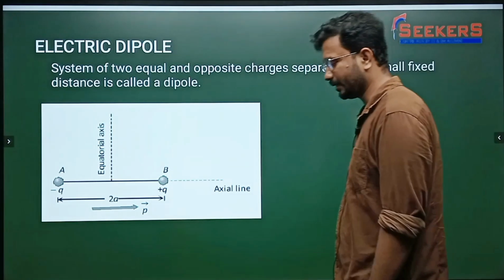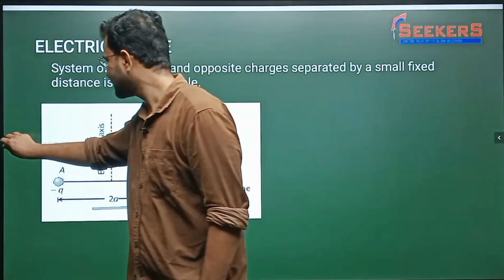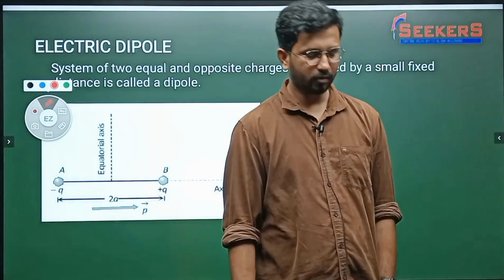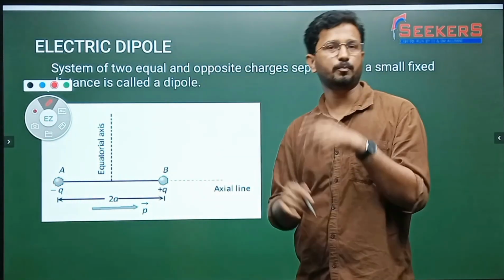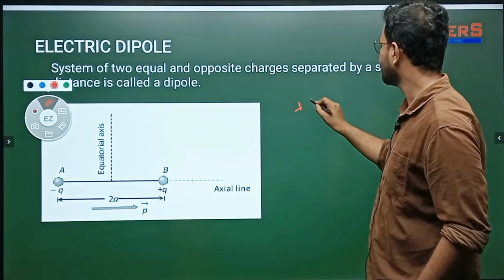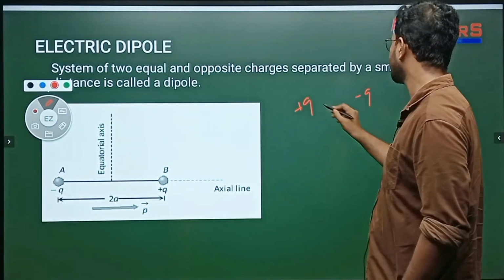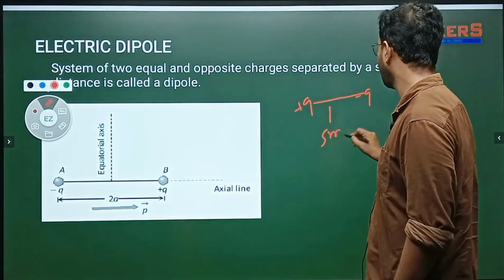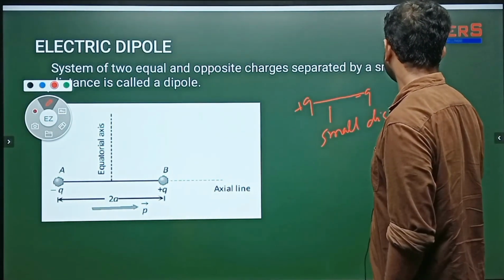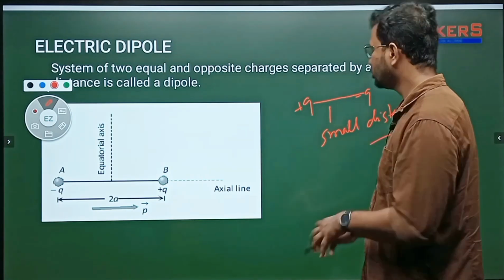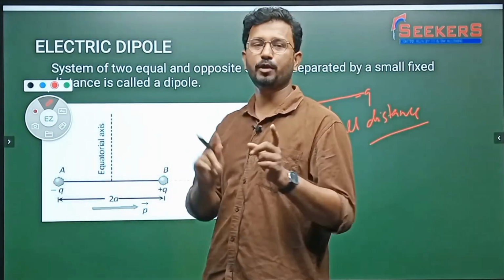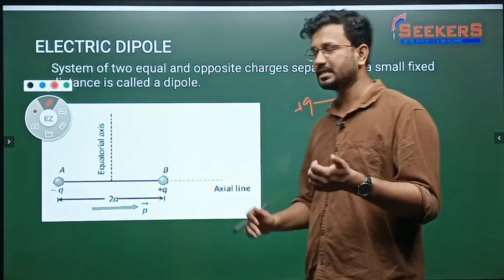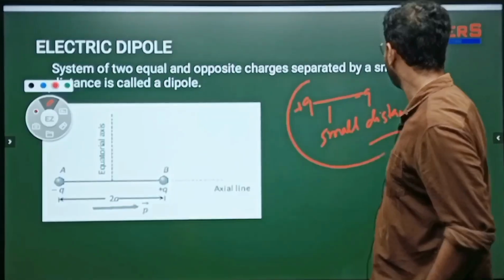Electric dipole. What is a dipole? Basically, a dipole is the combination of two charges of opposite polarity. For example, suppose we have a plus Q charge and a minus Q charge separated by a small distance. One thing is very clear: small distance. Two charges of the same magnitude and opposite polarity, one plus and another minus, separated by a small distance is called an electric dipole.